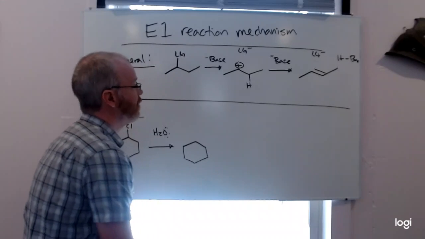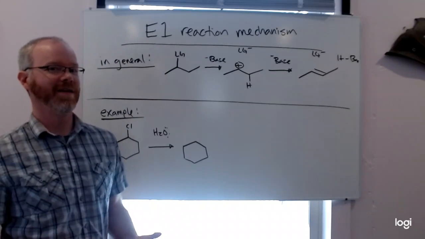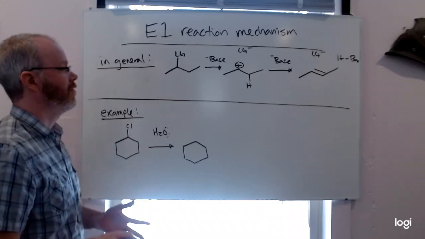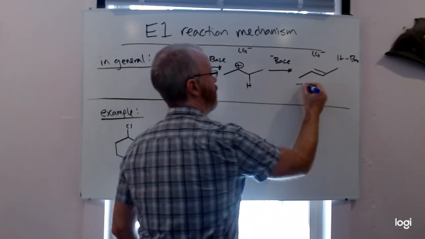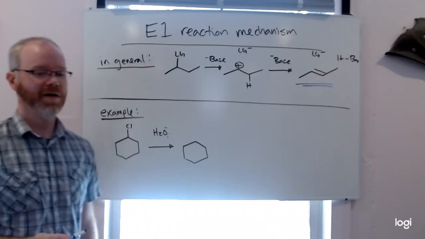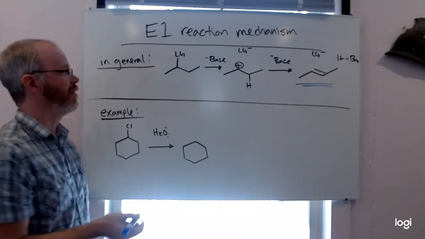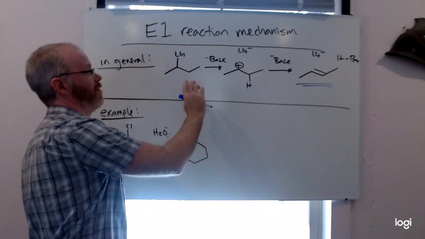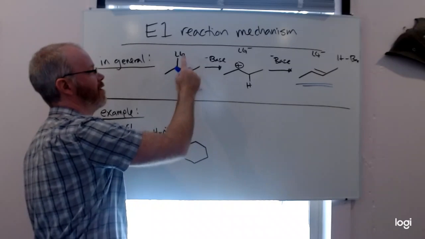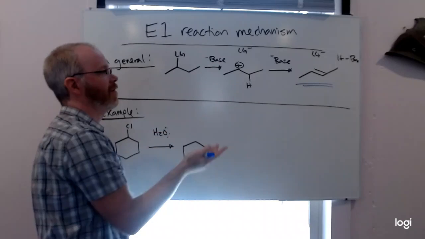So here we have the E1 reaction mechanism. This is an elimination again. If you looked at E2, we're going to end up with a double bond, an alkene, as our product by only removing things. So in general, any reactant that can do E1 has to have some sort of leaving group and react with a base.